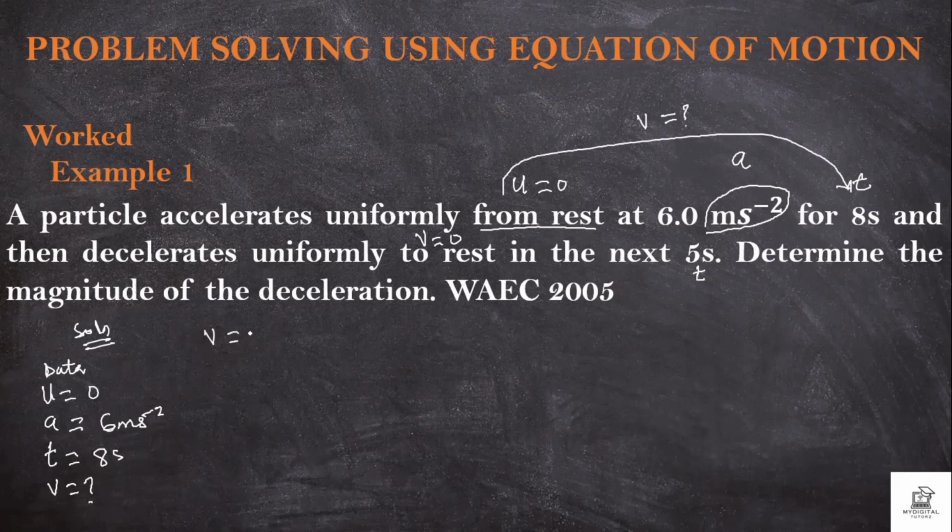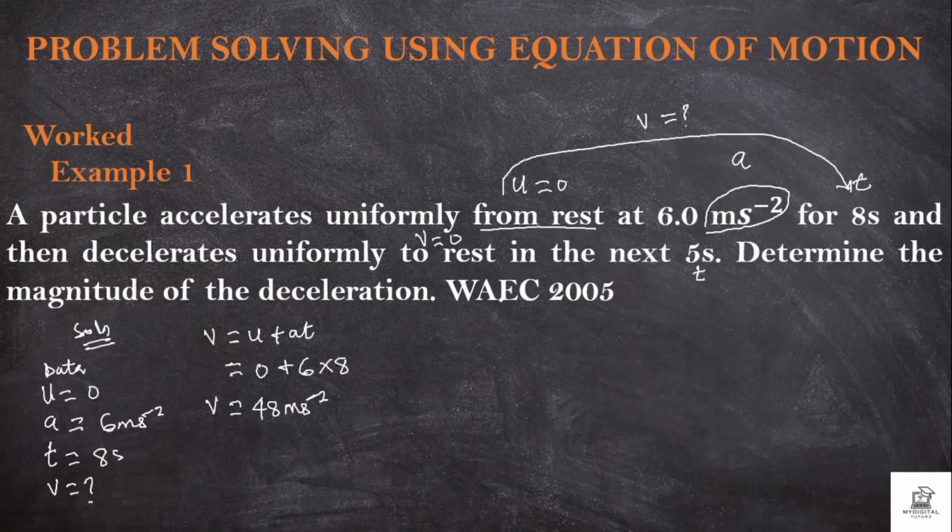So we can use this formula v = u + at to find our final velocity, which is equal to the initial velocity, here 0, plus the acceleration, which is 6, multiplied by the time taken, which is 8. So we have v equal to 6 multiplied by 8. That will give us 48 meters per second. So now we have gotten to this point, and then it decelerates uniformly to rest.